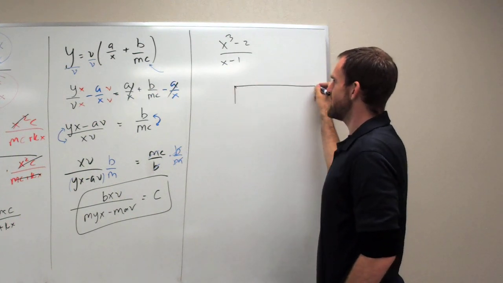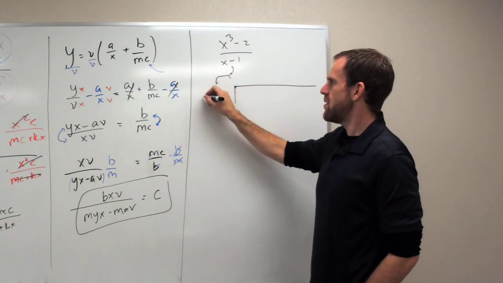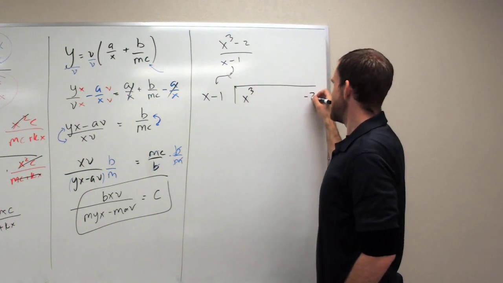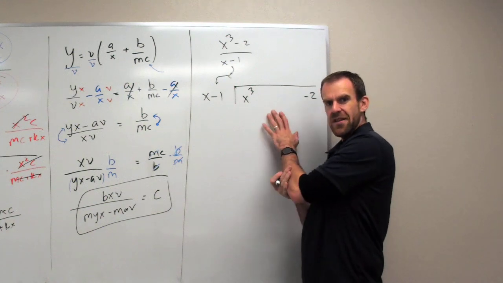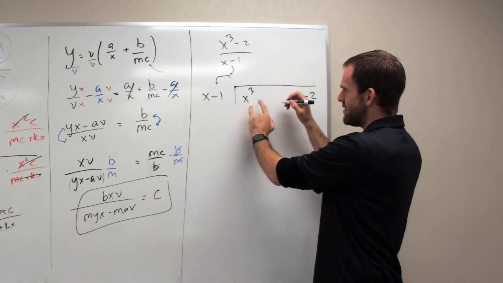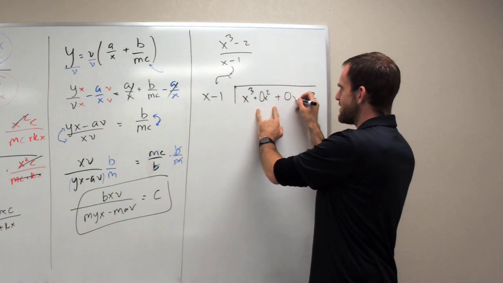Remember division, we use the division sign. The number on the bottom goes to the left. The number on top goes on the right, or in this case, the letters. Notice I've left a space here. You have to have each term represented. So I have x cubed, I need x squared, and I need x.